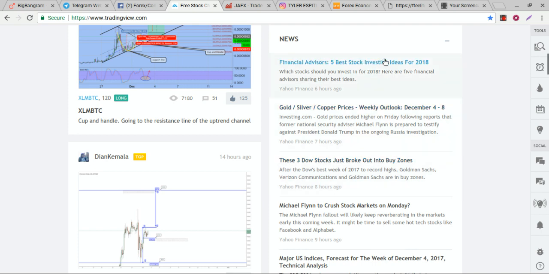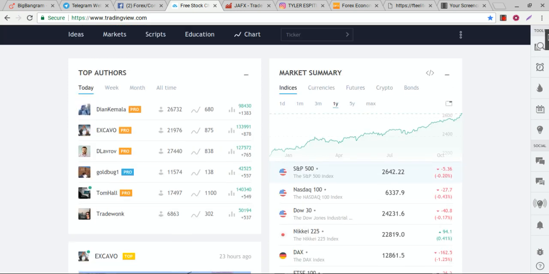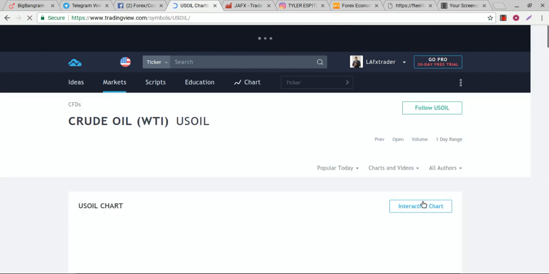So what's happening, 5 best stock investing ideas, gold, silver, copper prices, what to look out for from December 4th to December 8th. But how you can get to the main chart is you want to do this. You want to click on one of these up here. Just click on crude oil, and click interactive chart. When you click interactive chart, it's going to take you to a chart looking like this. Yours may be white. This is how I have my color set up. So let's go ahead and wait for that to load.